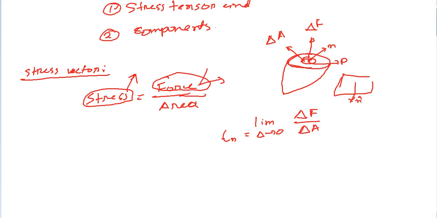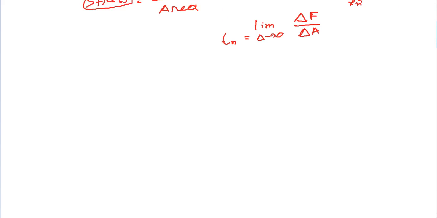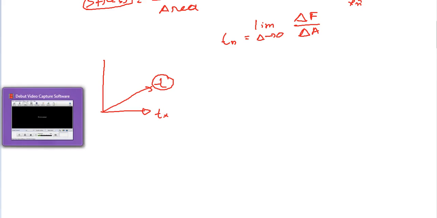So this stress vector, we know very well that any vector has components. So for example, in two-dimensional cases, it is common. Say any arbitrary stress vector t has components, along this direction it is tx. If it is tx, then it is t, right?